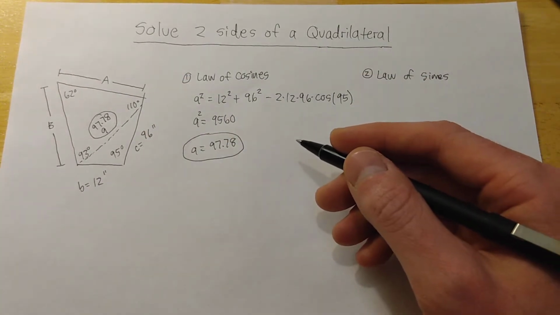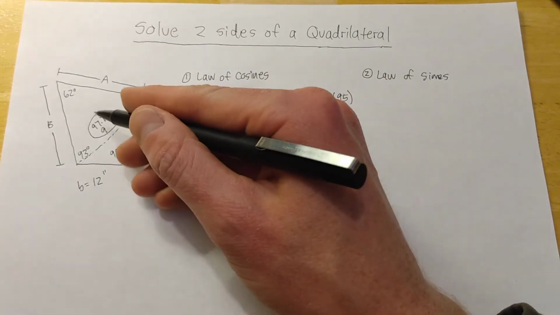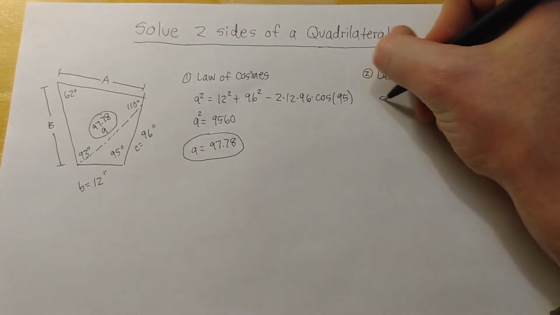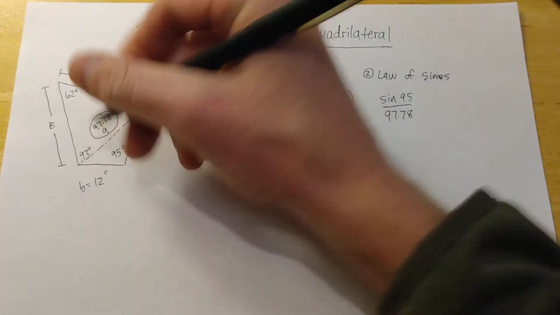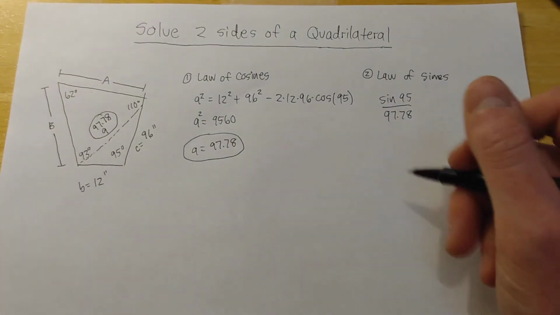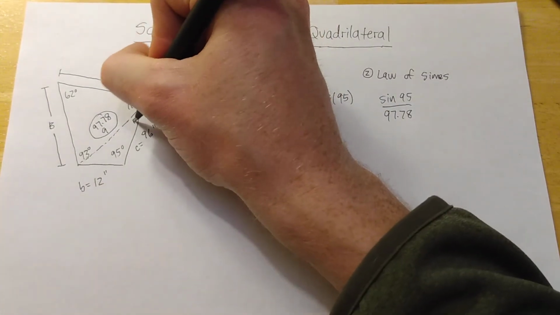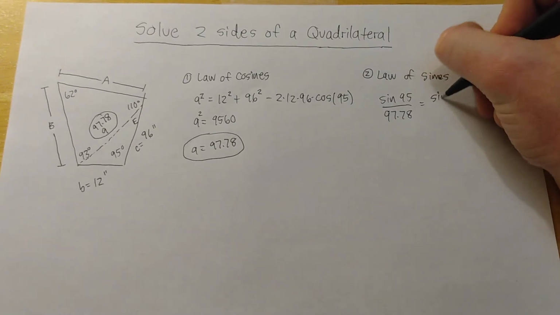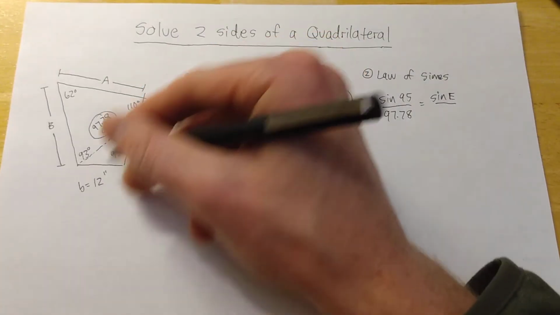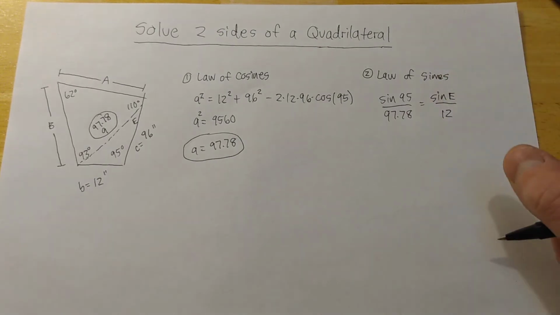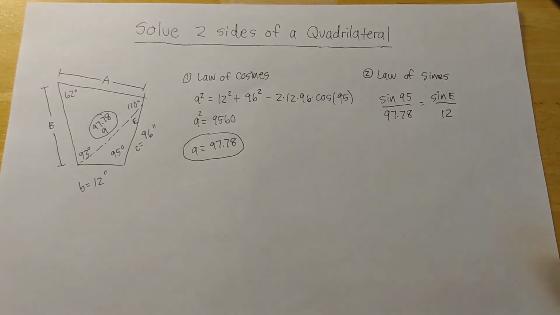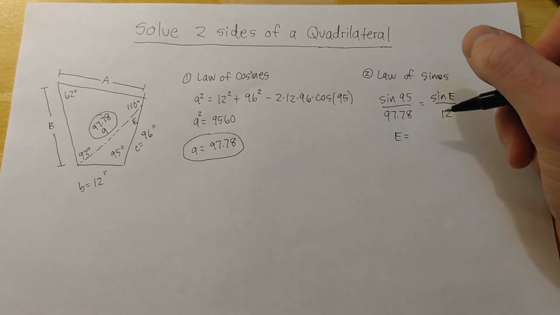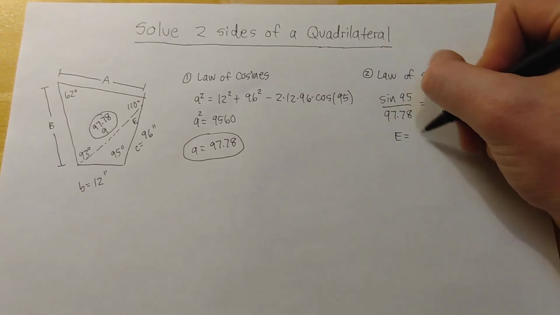So we're going to use the sine of 95 divided by 97.78. The sine of this divided by this is going to equal the sine of this, let's call it E, sine of E divided by this. And we'll have to use inverse sine to solve for this. Again, I can explain that more in a subsequent video. But if we solve for E, we end up getting about 7 degrees.